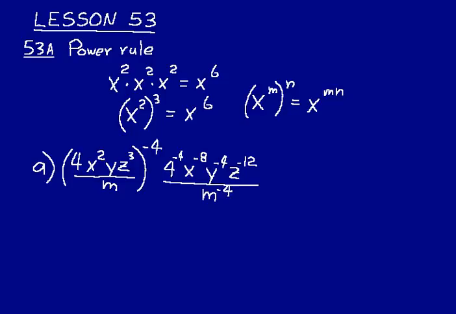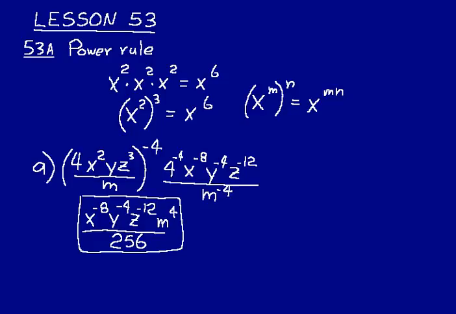We want to answer this, or put our answer with all the variables in the numerator. So let's rearrange some here. And we can move that 4 to the negative 4 down to the denominator. That would make it 4 to the positive 4, or 256. So we will have a denominator on this of 256. And then in the numerator, we'll have x to the negative 8, y to the negative 4, z to the negative 12, and m to the positive 4, because we have to move that up since we were saying we want to write all the variables in the numerator.